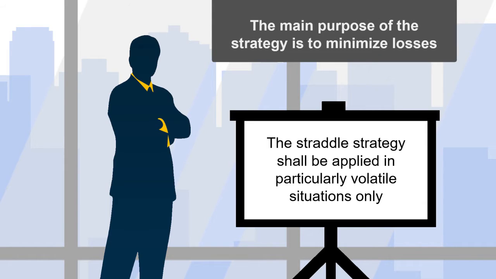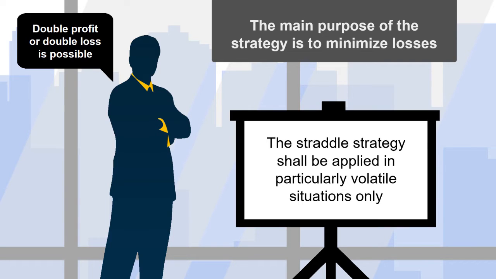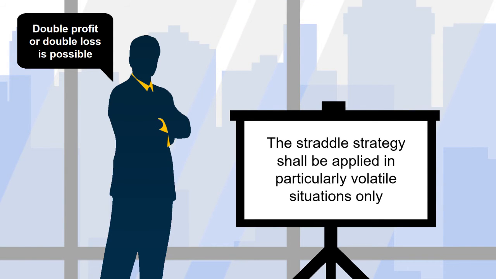Take note that this strategy is situation specific and should only be applied in particularly volatile situations. Its main purpose is actually to minimize your losses, but applied correctly, it can also result in you doubling your profit. At the same time, you should bear in mind that there is also the possibility of both trades expiring out of the money.